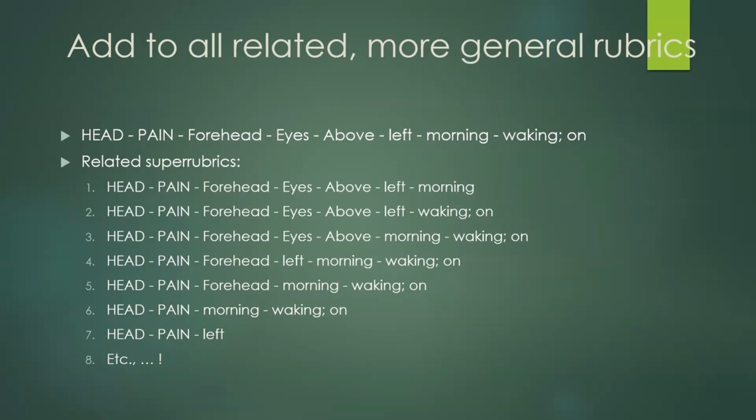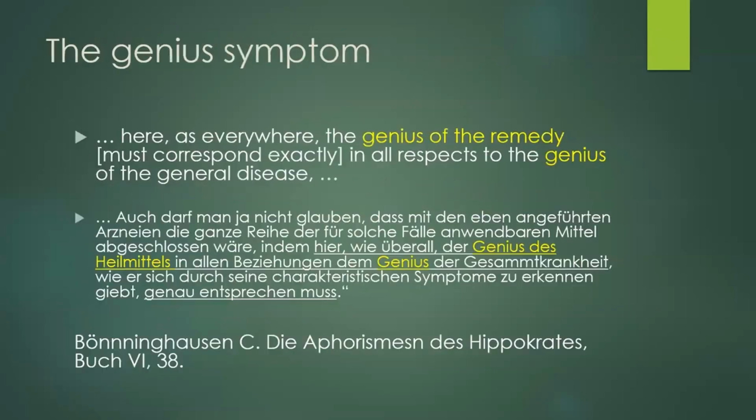I have never been in favor of that, even if some other authors have been doing it in a systematic way. With a computer you can do it even very quickly, because this is, I believe, diluting the information. And it's not coherent, not faithful to the approach of Böninghausen. So let me now explain to you what is the approach of Böninghausen. Well, it's the genius symptom.